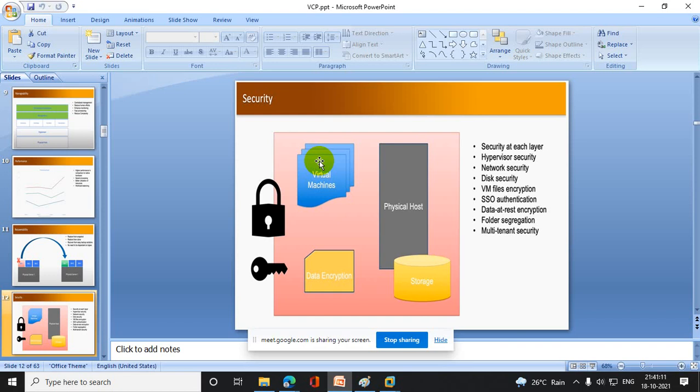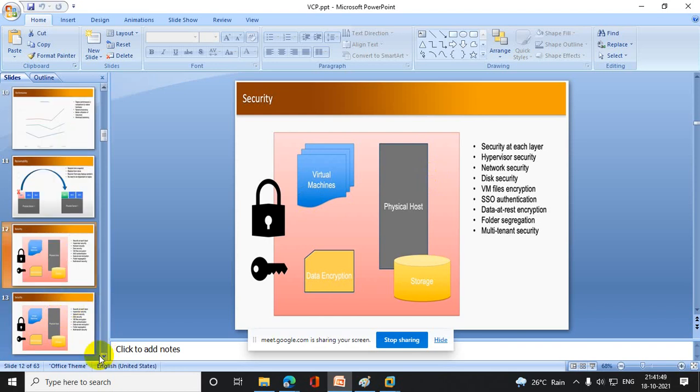Even I'm telling you, compared to the physical model, virtual model security is very high, because the storage data being sent is also encrypted. Virtual machine files inside the storage itself are protected and encrypted. Even when you connect to vCenter, it is called SSO, single sign-on, and that is also protected through certificates. Clear? So security is a big concern here.